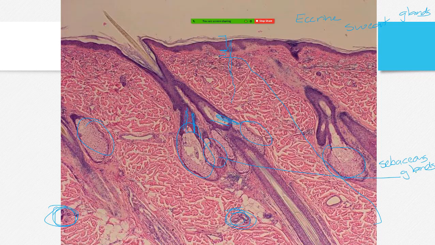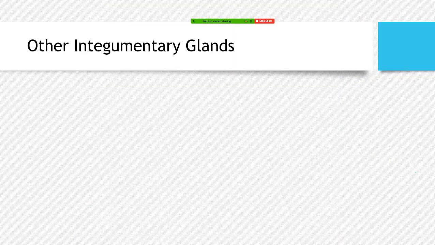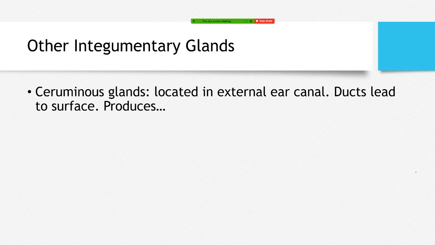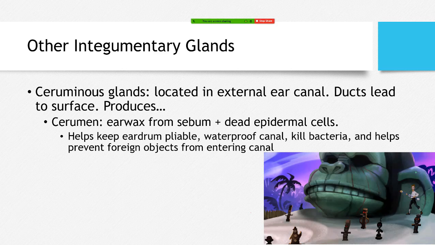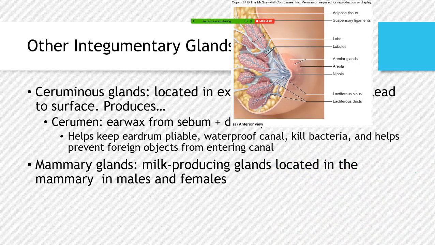There are other glands as well. One is the ceruminous glands. And the ceruminous glands, they're located in the ear canal. Okay, so they produce something called cerumen. Okay, cerumen is sebum mixed with dead cells. And the reason why we have the sebum mixed with dead cells, the cerumen, is to allow the eardrum to be a little bit moisturized so it doesn't get too dry.